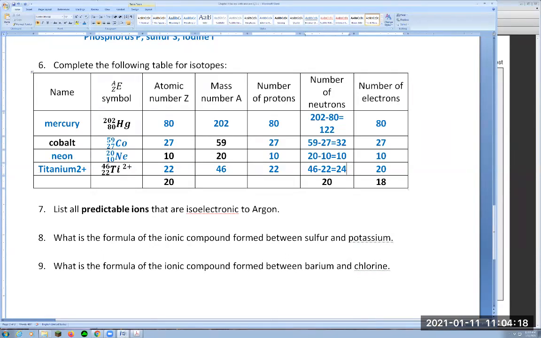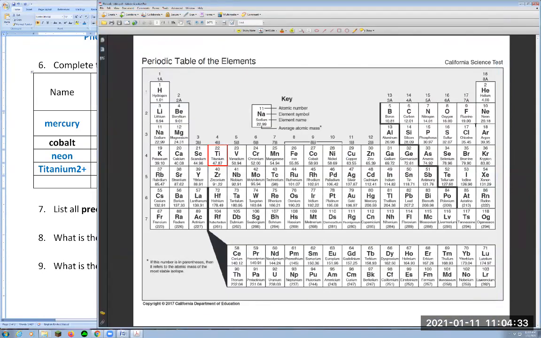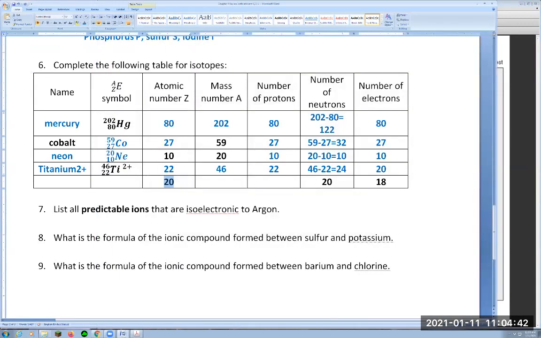So let's do the last row here. We have the atomic number, the number of neutrons, and the number of electrons. So let's find what element this is. Atomic number 20. Here it's calcium. Calcium, atomic number 20.